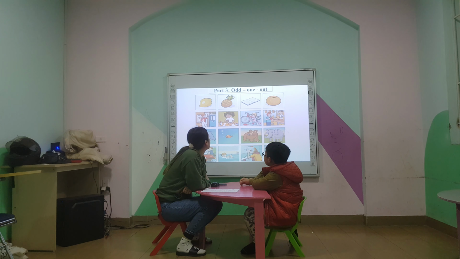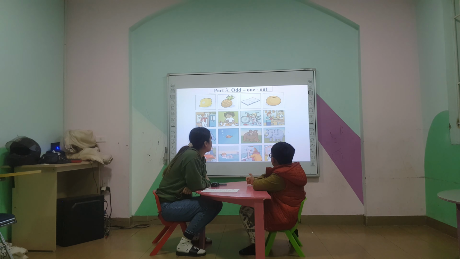Okay. In the second line, number four is the odd one, because pictures number one, two and three are paintings. But in picture number four, she is brushing.